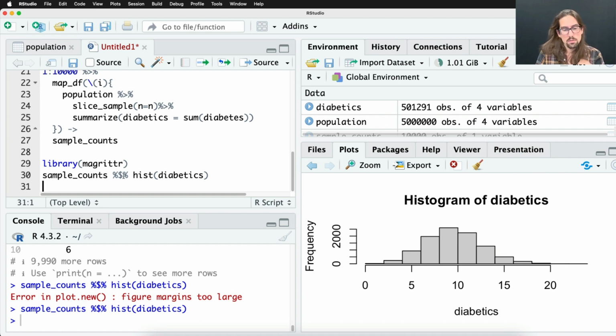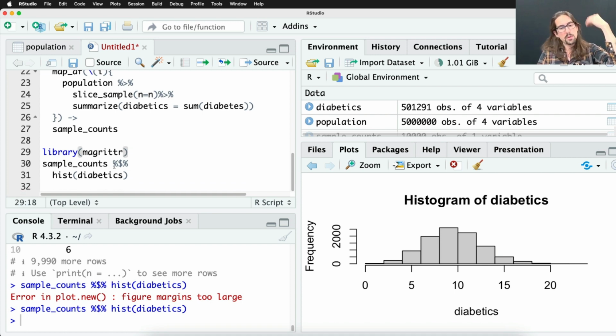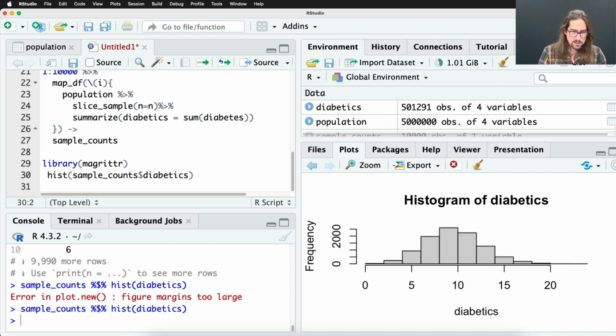This is a kind of cute little bit of syntactic sugar. It's kind of like the pipe. This one comes from the magrittr library, but it basically says the thing on the right hand side of this, whatever that is, if you find a variable that you don't recognize, look for it as a column of the data frame that's on the left hand side. So I could have just written this like this instead, but I think this is kind of gross. I hate seeing the dollar sign.